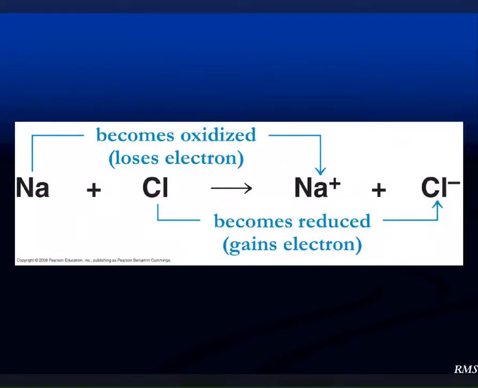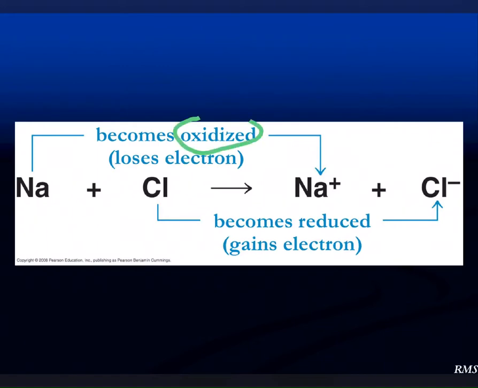Now, realistically, you never see a chemical reaction where you can actually see the electrons. So here's an example of another type of chemical reaction. So we have sodium and we have chlorine. We can look at them on this side. We have a sodium ion and we have a chloride ion. So Na is now positively charged, Cl is negatively charged.